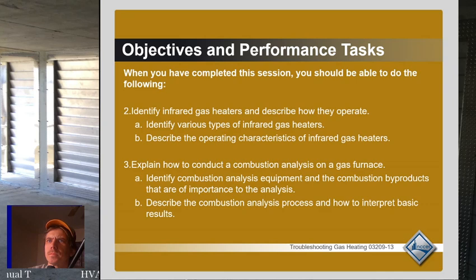Alright, when we've completed this section, we should be able to identify infrared gas heaters and how they operate, identify various types of infrared gas heaters, describe the operating characteristics of infrared gas heaters, and explain how to conduct a combustion analysis on a gas furnace, identify combustion analysis equipment and combustion byproducts that are important to the analysis, and describe the combustion analysis process and how to interpret basic results.